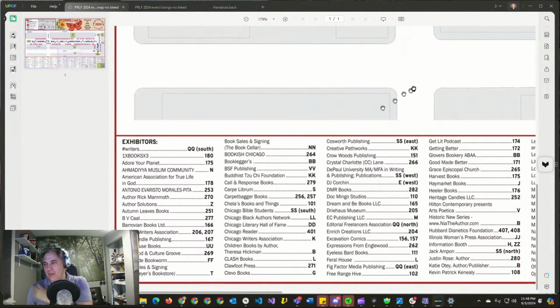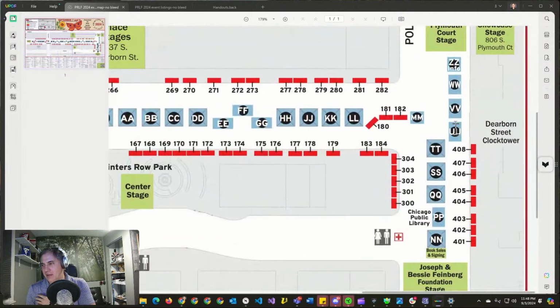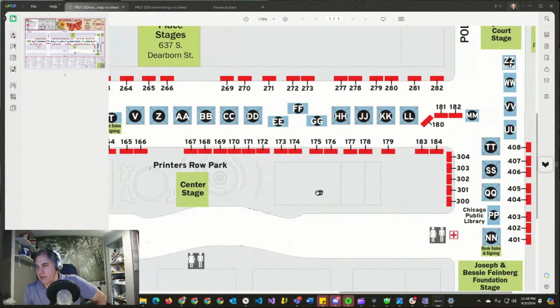And so QQ South is going to be way over here on this end of the festival. Well, we are between 3 stages actually, which means we'll get some traffic here. And you've got book sales and signings going on right there. So there's a lot of people. This is going to be a main attraction, I think, for people. You've got the Chicago Public Library booth right there. And so we're going to be right here, this side of this booth, QQ. And so we'll see how that works out. We'll see if we get enough traffic there.